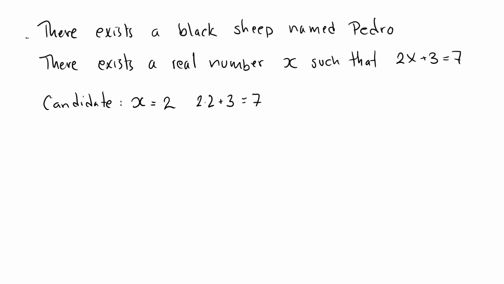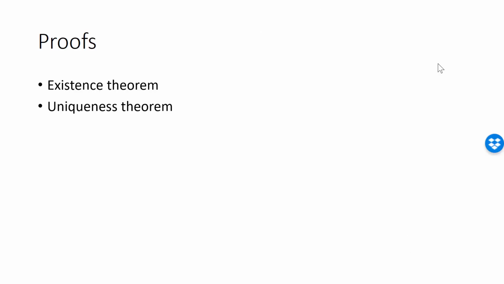To prove an existence theorem, you must produce the candidate, which in many cases may require a lot of thinking. However, exactly how you came up with your candidate need not be part of the proof. A uniqueness theorem is a theorem asserting that a mathematical object is unique. Here is an example of a uniqueness theorem.